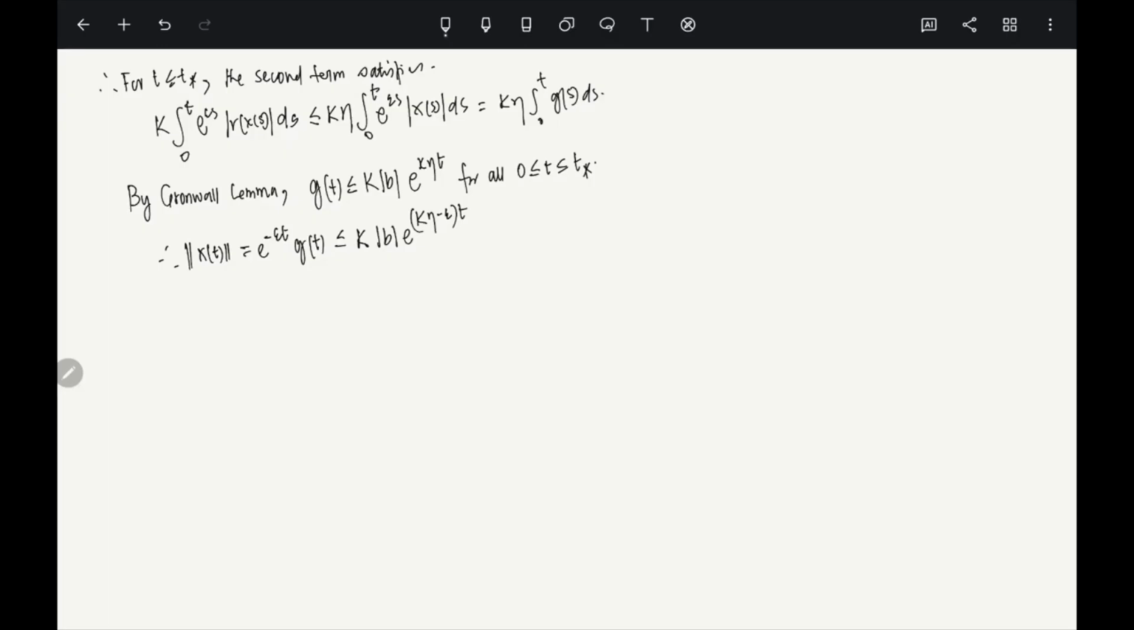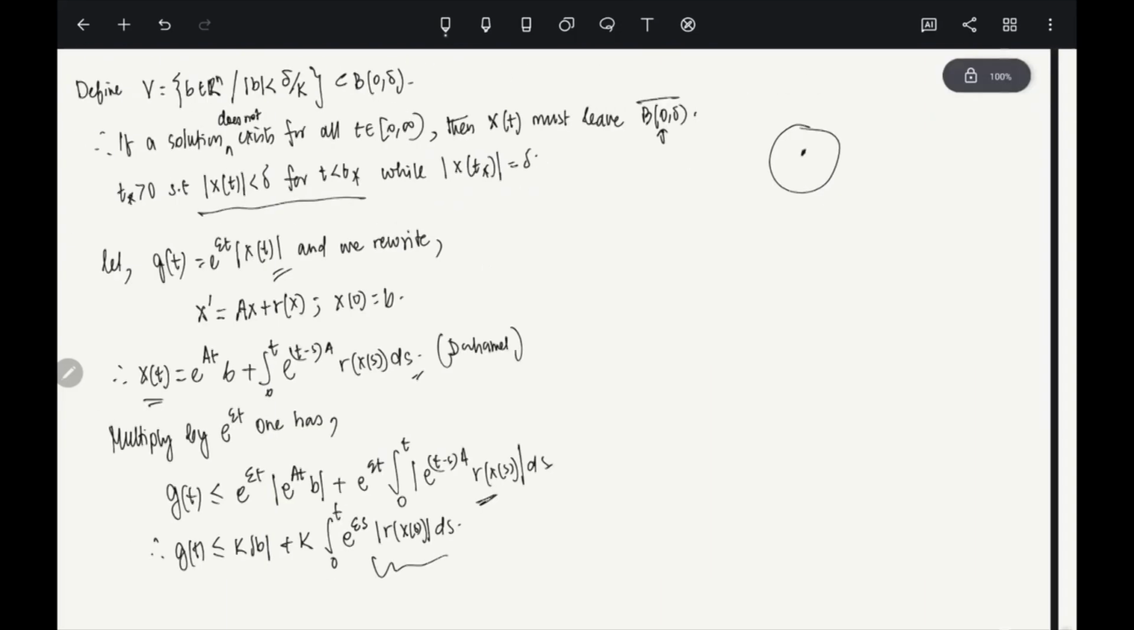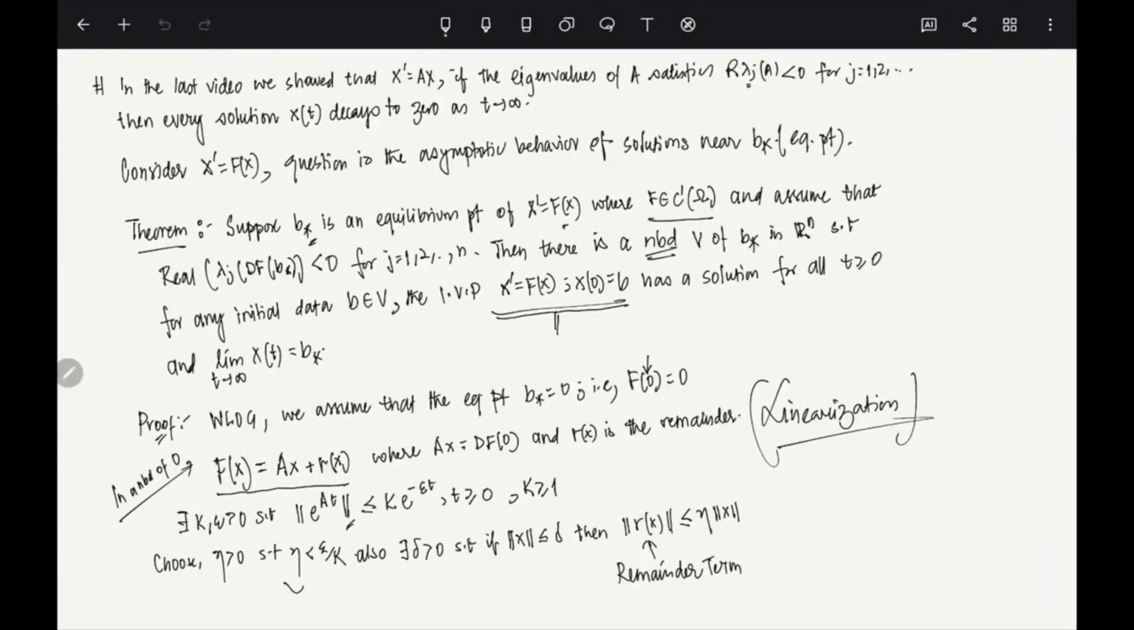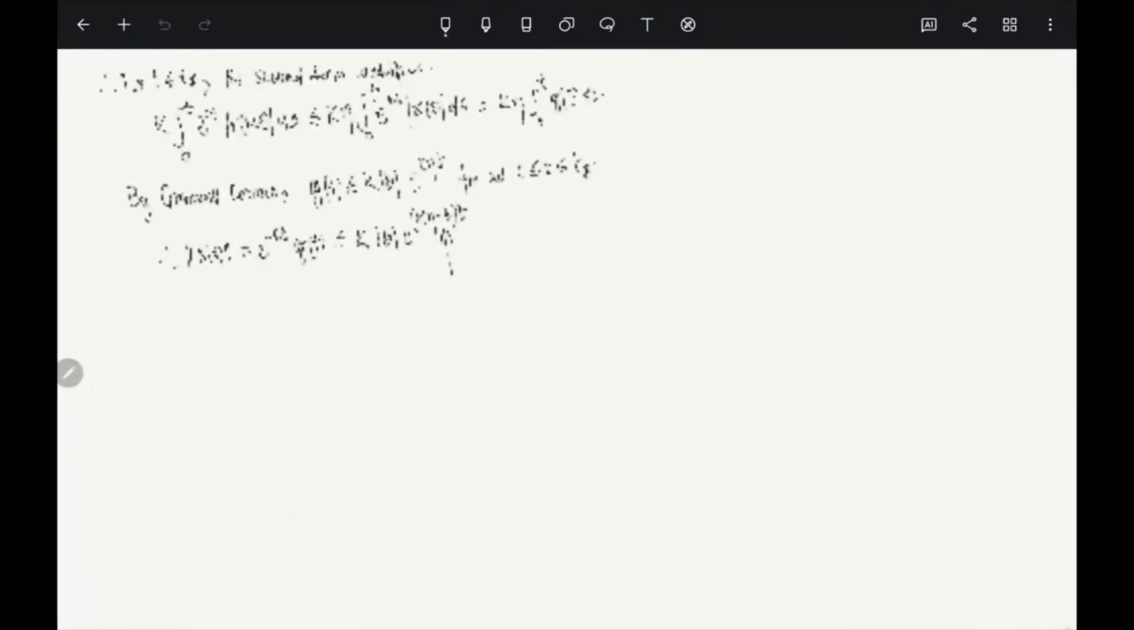Now the exponential is decaying, right? Why did we choose this? If you look at it, k eta minus epsilon is negative. So as t tends to infinity, this particular exponential goes to 0. So the solution never leaves the ball of radius delta as t tends to infinity. Is it okay?